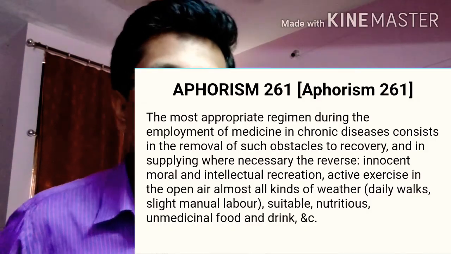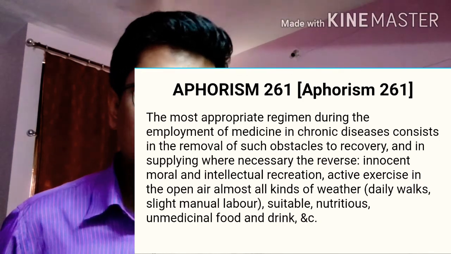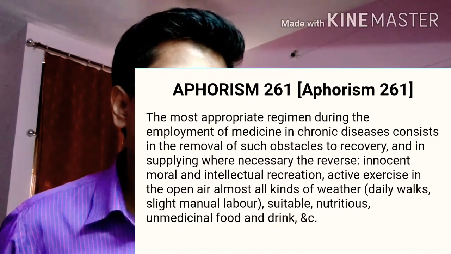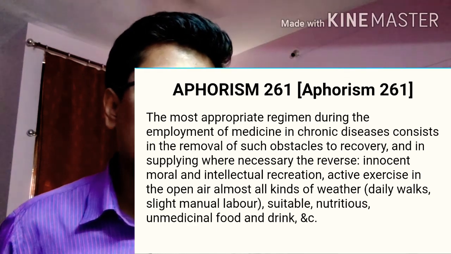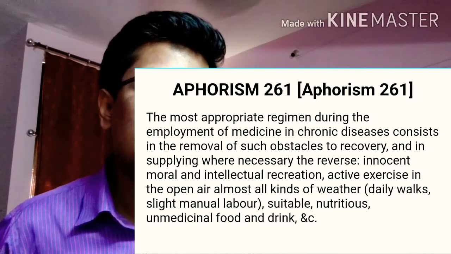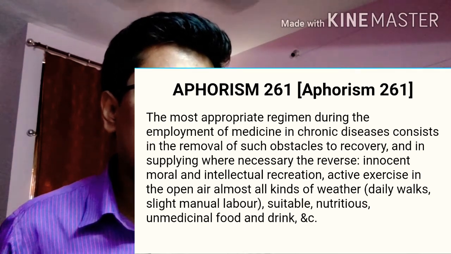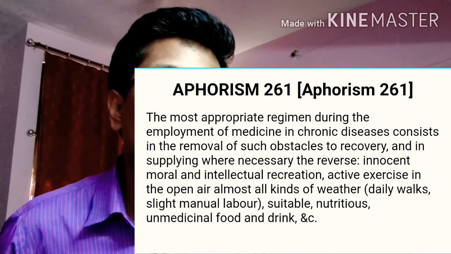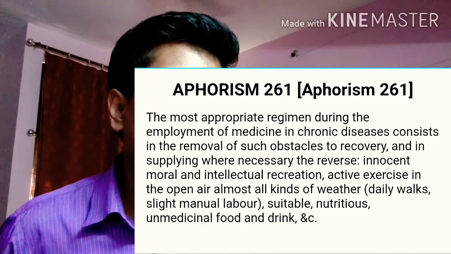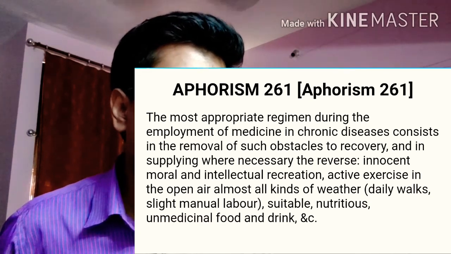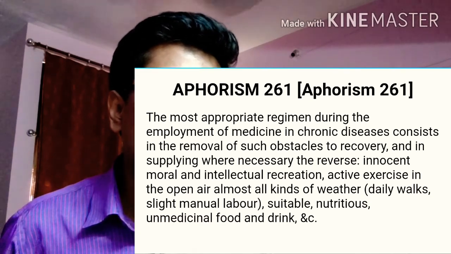Before that, in aphorism 261, he tells about chronic diseases. He writes, the most appropriate regimen during employment of medicine in chronic disease consists in the removal of such obstacles to recovery and in supplying, where necessary, the reverse: innocent moral and intellectual recreation, active exercise in the open air in almost all kinds of weather, daily walk, slight manual labor, suitable nutritious unmedicinal food and drink.